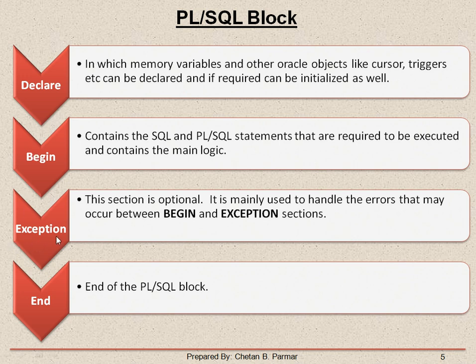Then the exception section. This section is optional. It is mainly used to handle errors that may occur between the begin and exception sections. So if any runtime error is generated in your PLSQL block, that error will be handled by this exception section. And last is the end, which means the ending of the PLSQL block. So basically a PLSQL block is divided into four sections: declaration section, begin section, exception section, and end section.